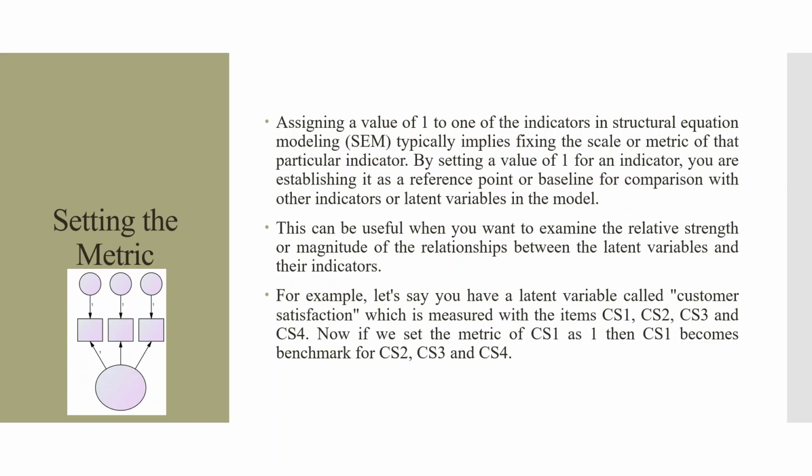variables and their indicator. For example, let's say we are having a latent variable called customer satisfaction, which is represented by this circle. This customer satisfaction is measured with items CS1, CS2, CS3, and CS4, which is denoted by these rectangles. Now, if we set the metric of CS1 as 1, then CS1 becomes a benchmark for CS2, CS3, and CS4. All our interpretation will be with reference to CS1 as 1.